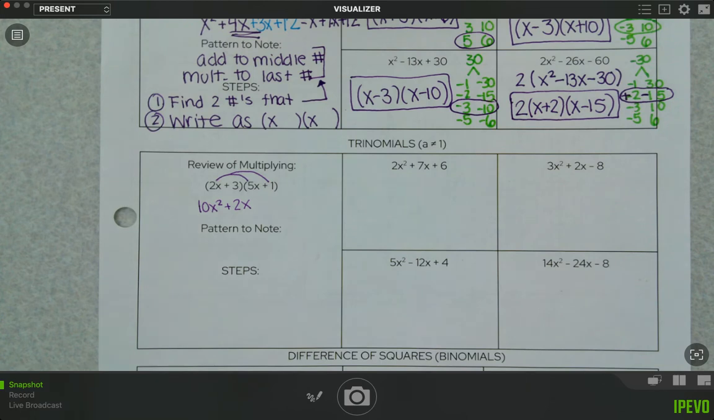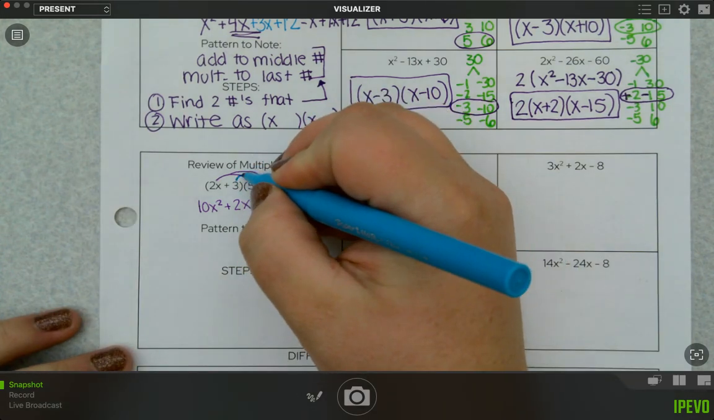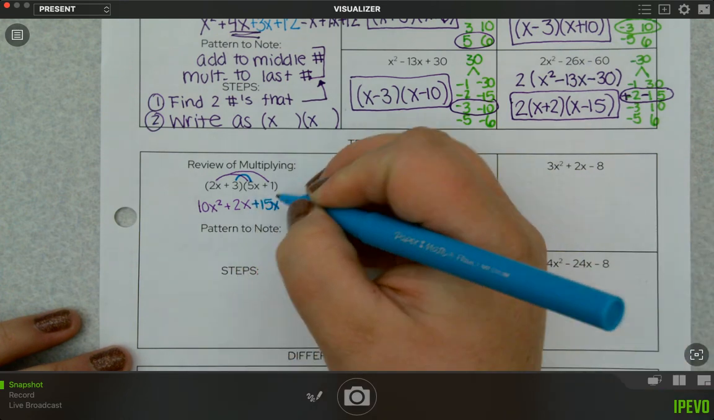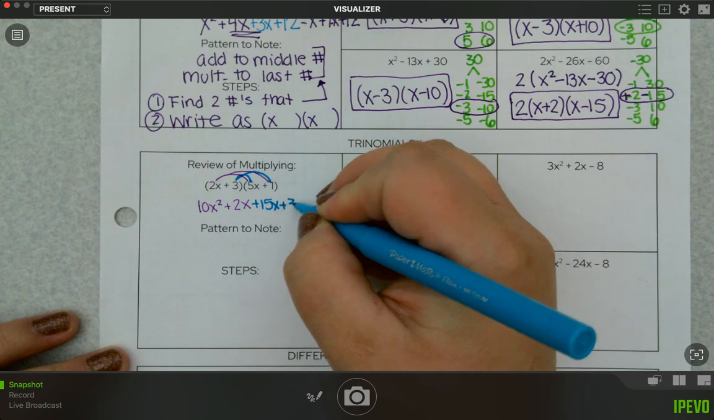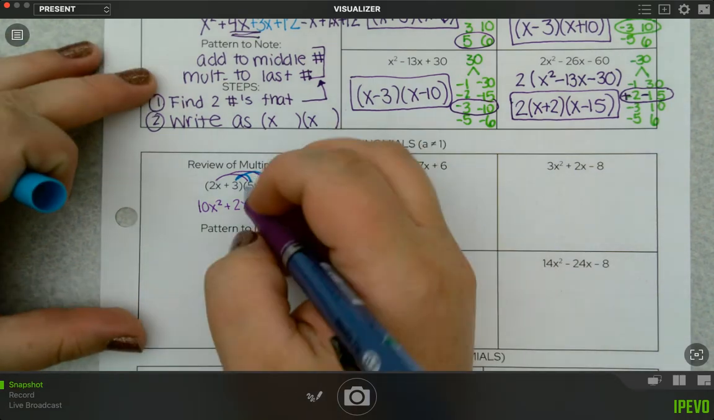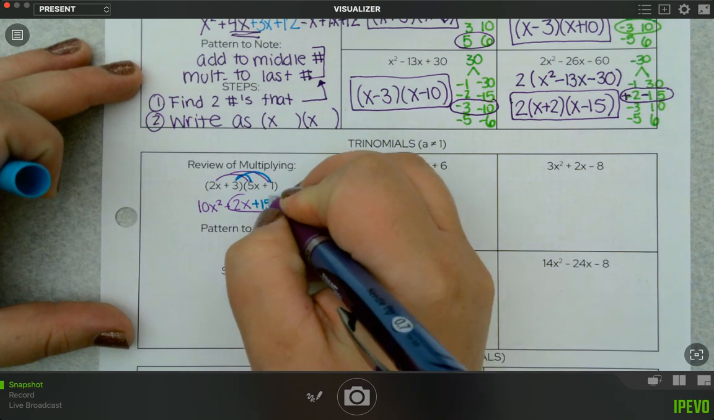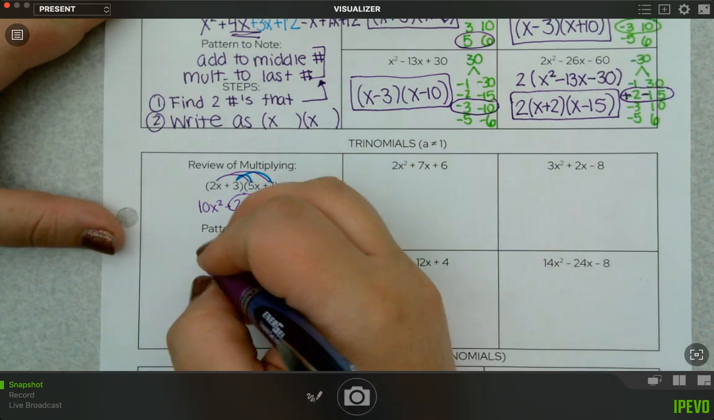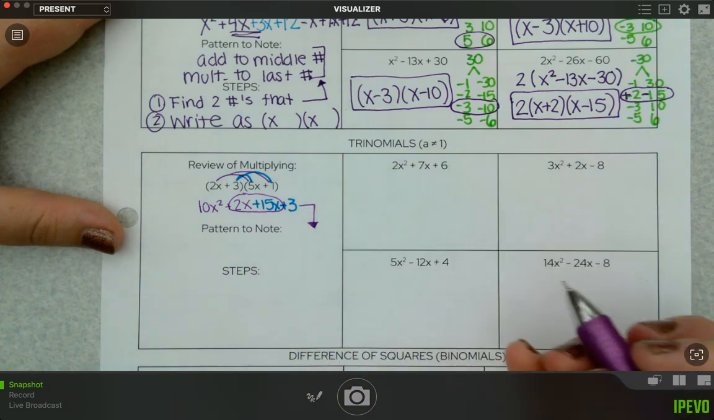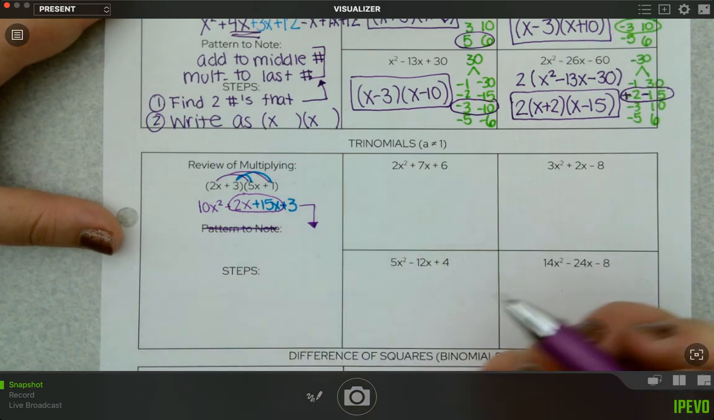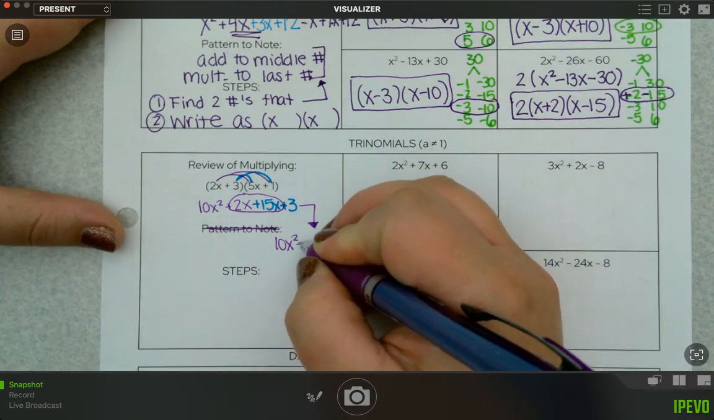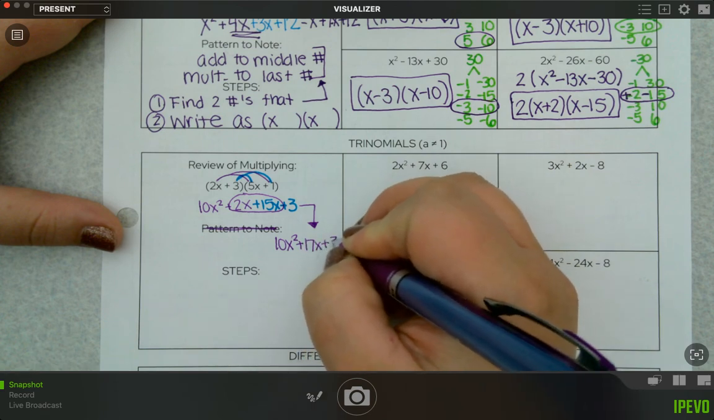And then we're going to do the same thing with the 3. 3 times 5x is 15x, and 3 times 1 is 3. And then we can add together these two terms in the middle because they're both x's. I can't add together x and x squared, but if they're both x's, that's fine. And I'm just going to write this down here because we are not going to end up doing a pattern on this one. It's not as easy to see on this one as it is on the other two. So that leaves us with 10x squared plus 17x plus 3.